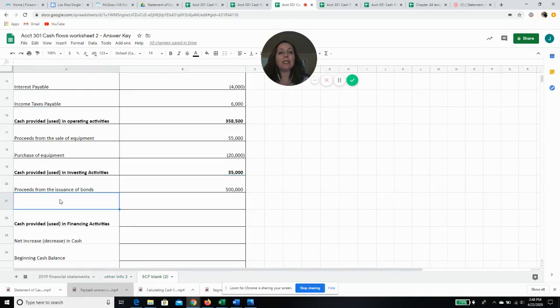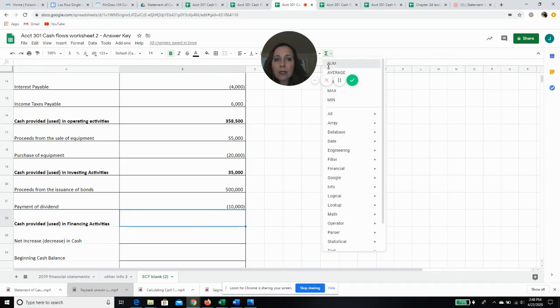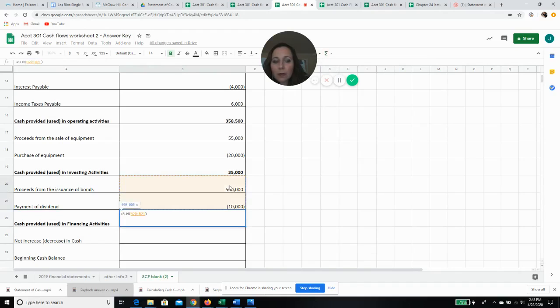All right. So the other thing under financing is we paid a cash dividend of $10,000. When we paid it out, that's a decrease to cash, a credit to cash. So that's going to be negative 10,000. Okay, so our cash provided or used in financing activities is 490,000. Cash positive. Okay, so it's cash provided by financing activities because it's a positive number.